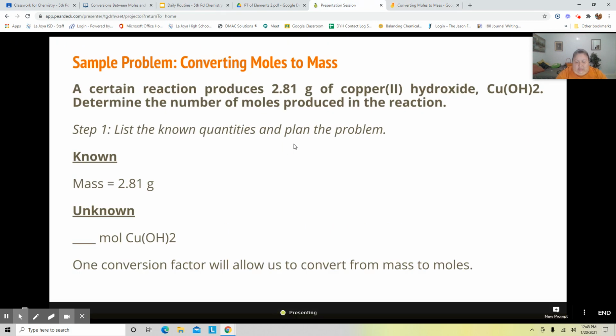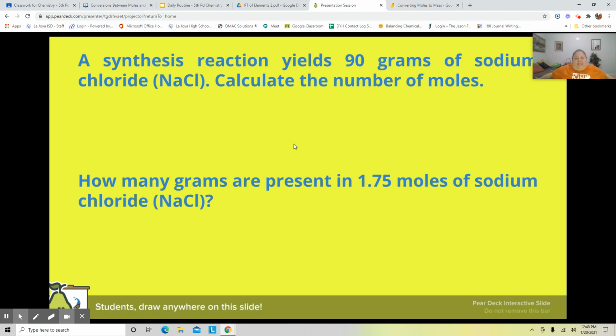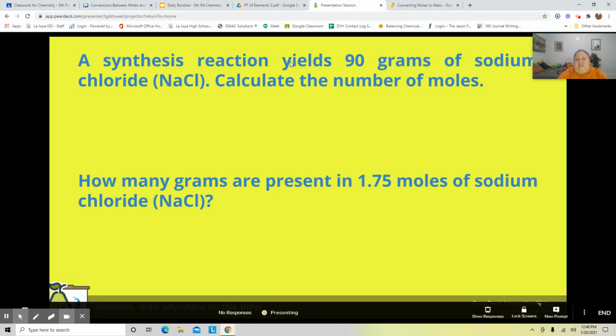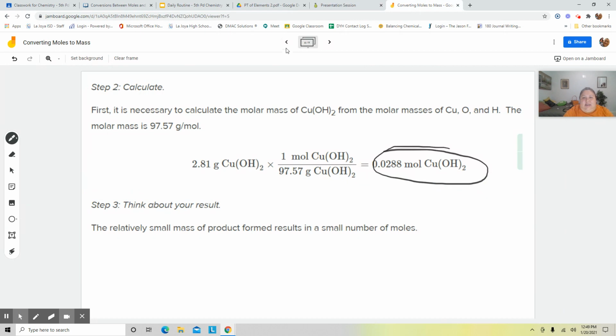Okay, let's see. What's next? Uh-oh, now it's your turn to practice. Okay, but before we practice, do you think we're going to need the molar mass? It says here, a synthesis reaction yields 90 grams of sodium chloride, NaCl. Calculate the number of moles. That's number 1. Number 2, how many grams are present in 1.75 moles of sodium chloride? Okay, so we're talking about the same compound. It doesn't matter which one I'm going to tackle first.